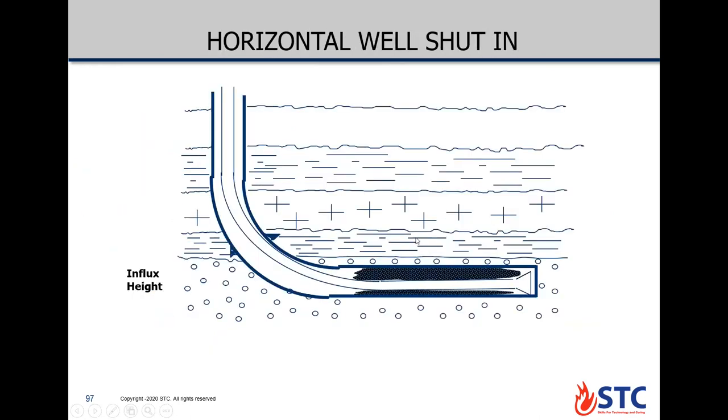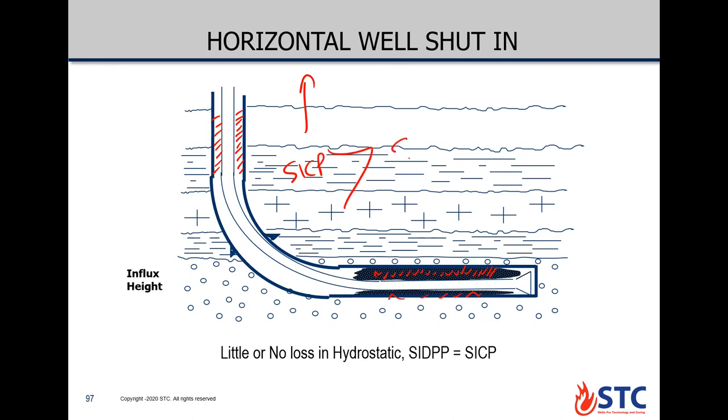Okay, for horizontal well shut-in, we just talk about this case. If we are in a horizontal well, the influx height will be small like this, so we have shut-in drill pipe pressure approximately equal to shut-in casing pressure. But once we move to the vertical section, we have a sudden jump in the casing pressure. So you will find shut-in casing pressure larger than shut-in drill pipe pressure. Okay, guys?